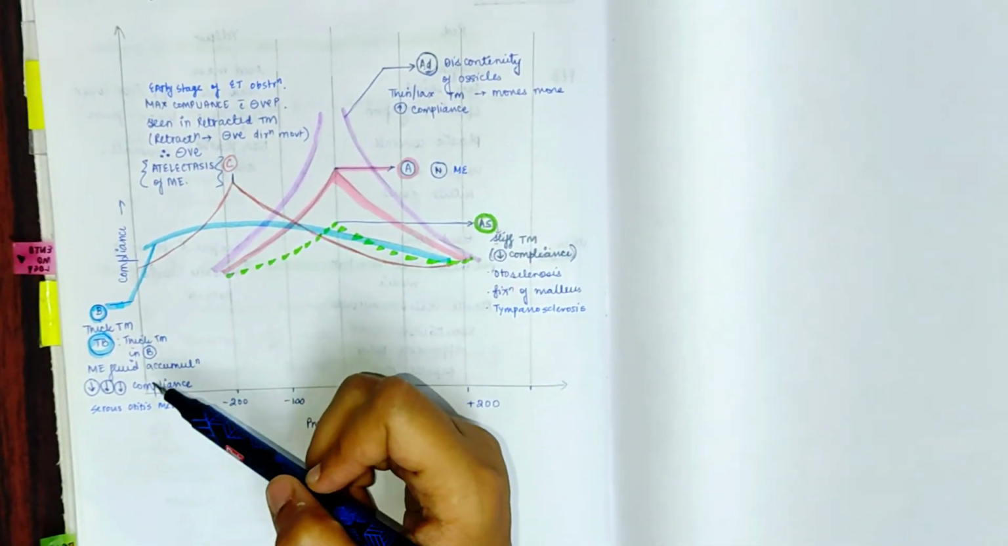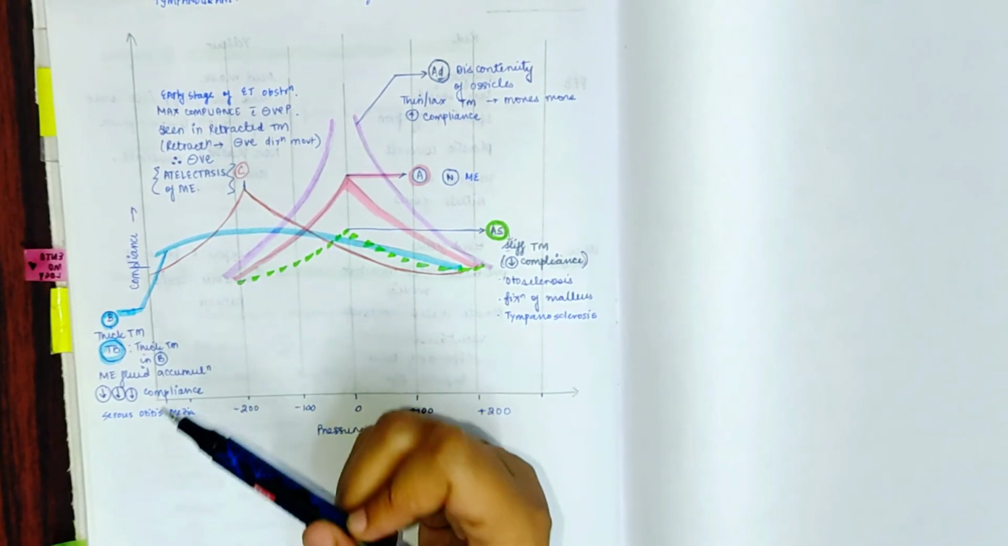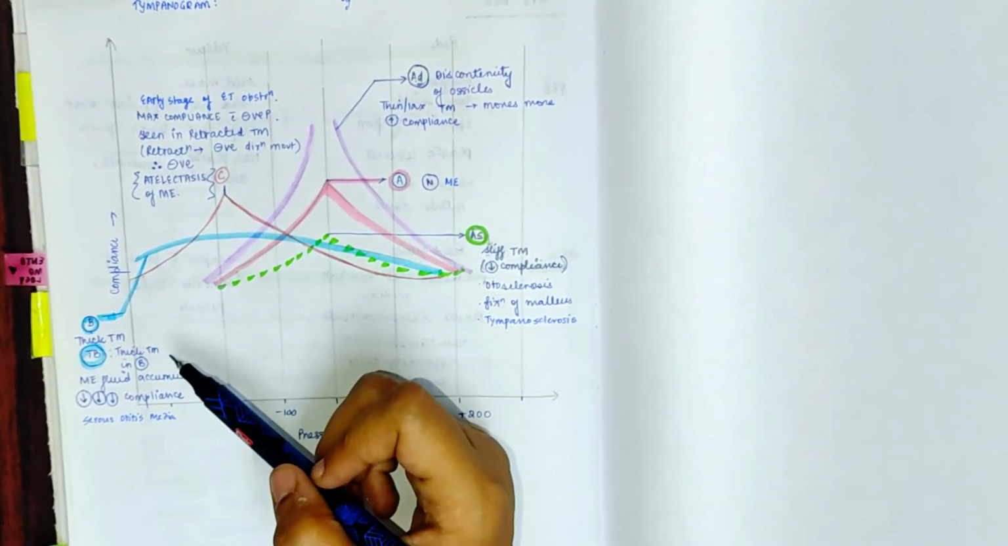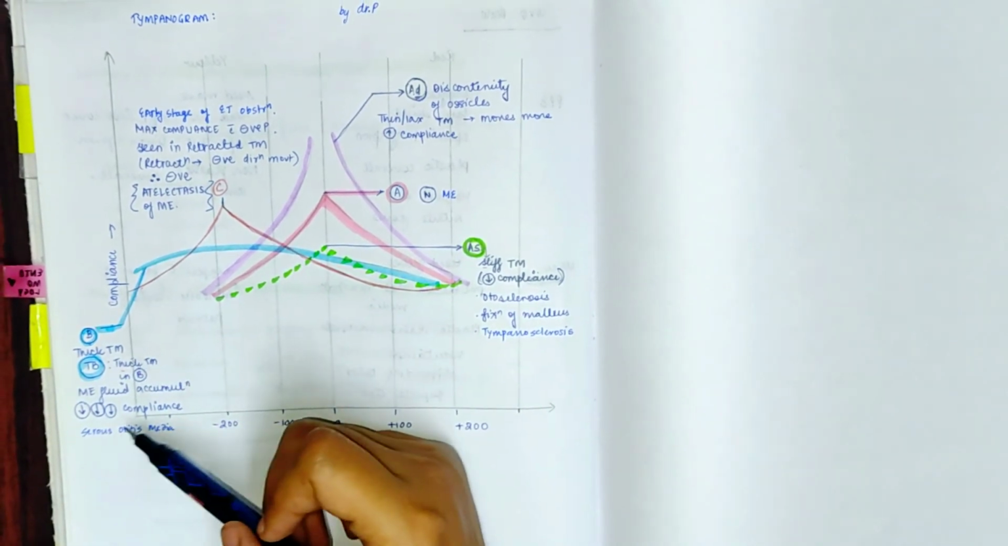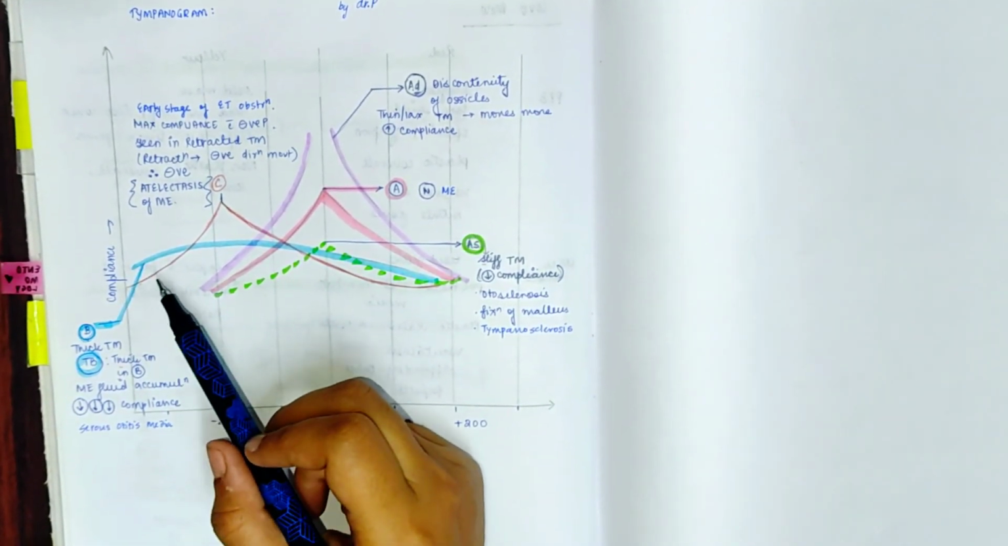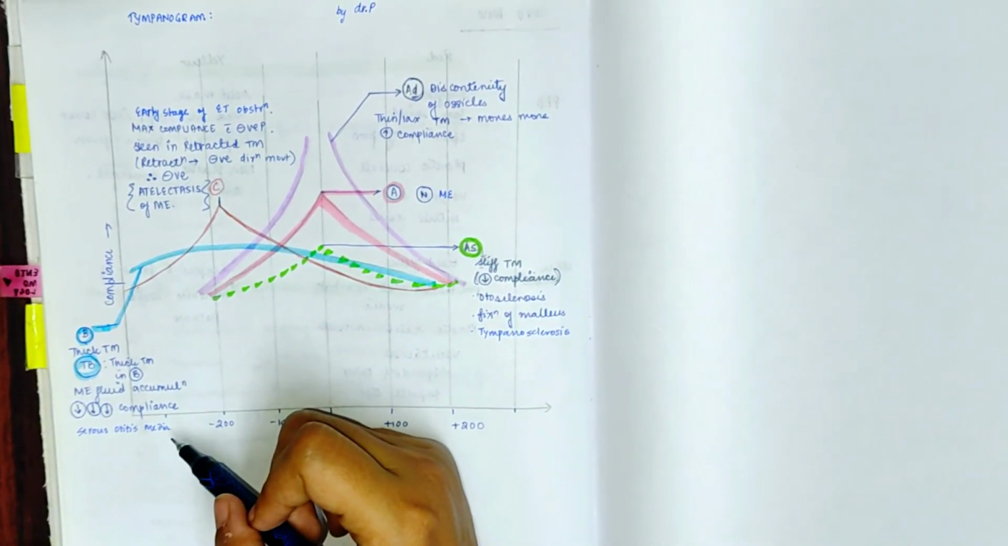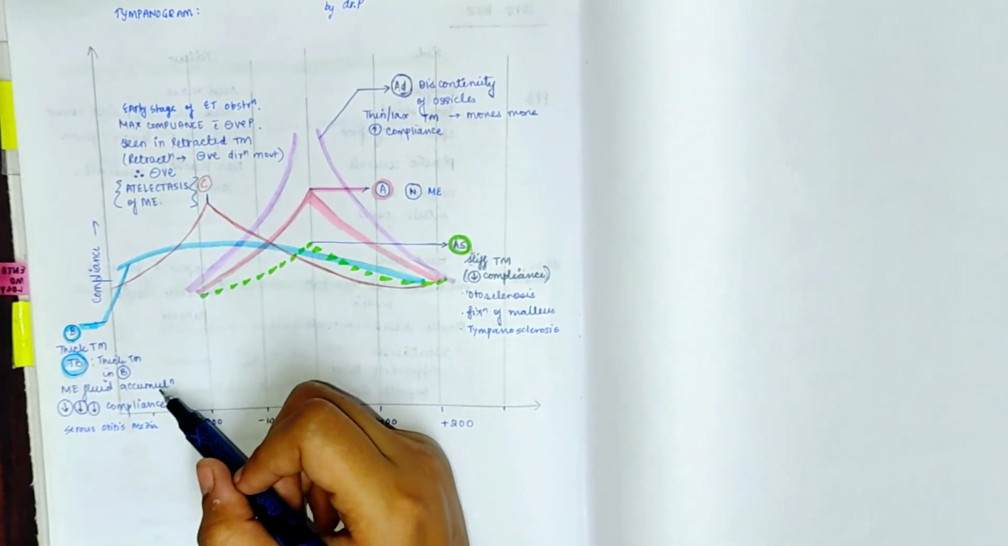Also, when there is fluid accumulation in the middle ear, the vibration gets dampened and therefore the compliance severely reduces, or the compliance does not peak at all. This is also seen in serous otitis media, which is basically fluid accumulation in the middle ear.